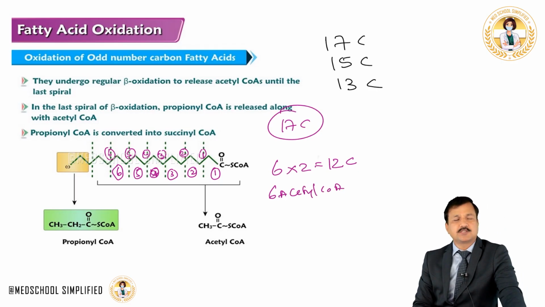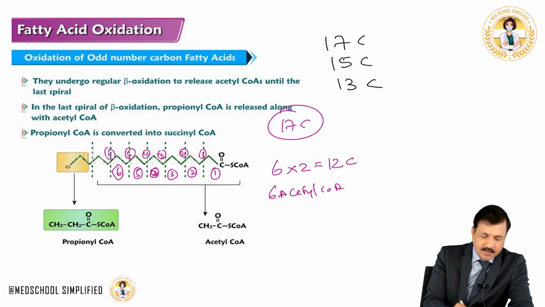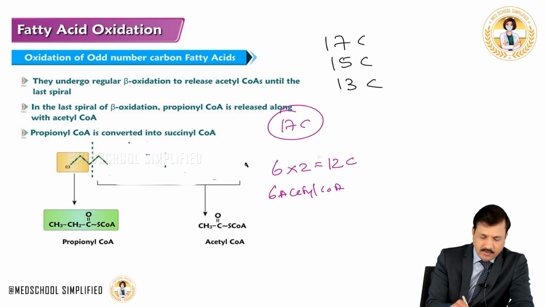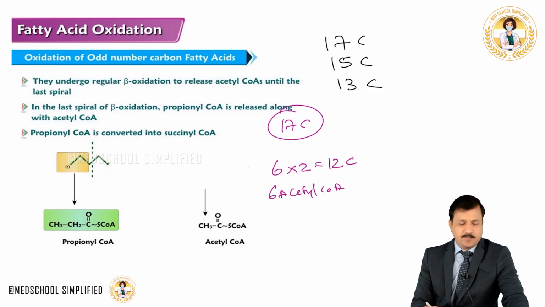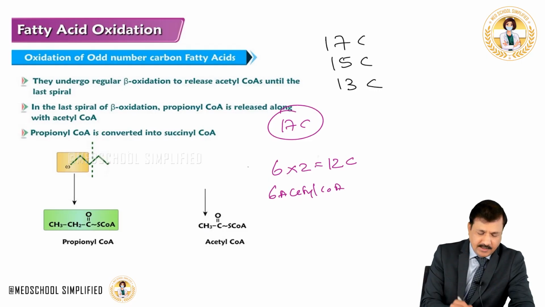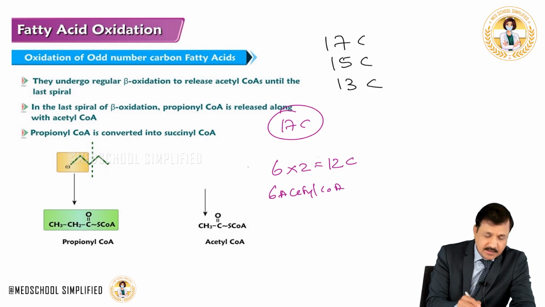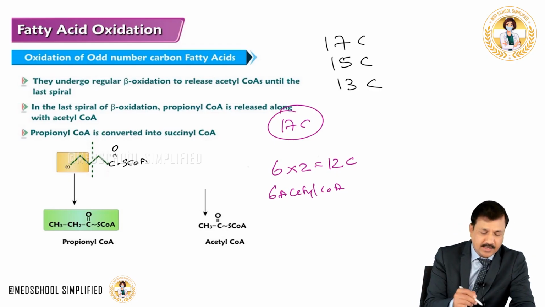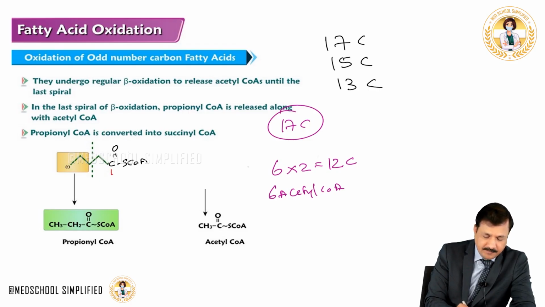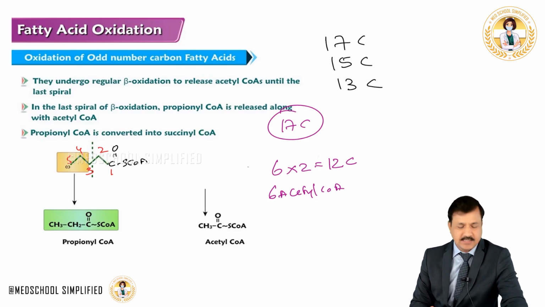Now at the end of this 6th beta oxidation spiral, I am going to color this and take it out. We have already released 6 acetyl-CoA molecules. Now I am going to number the carbons in the remaining fatty acid after that 6th beta oxidation spiral. It will remain as the C double bond O, S-CoA activated fatty acid. How many carbons in this? Number 1, 2, 3, 4 and 5. This is a 5-carbon fatty acid.